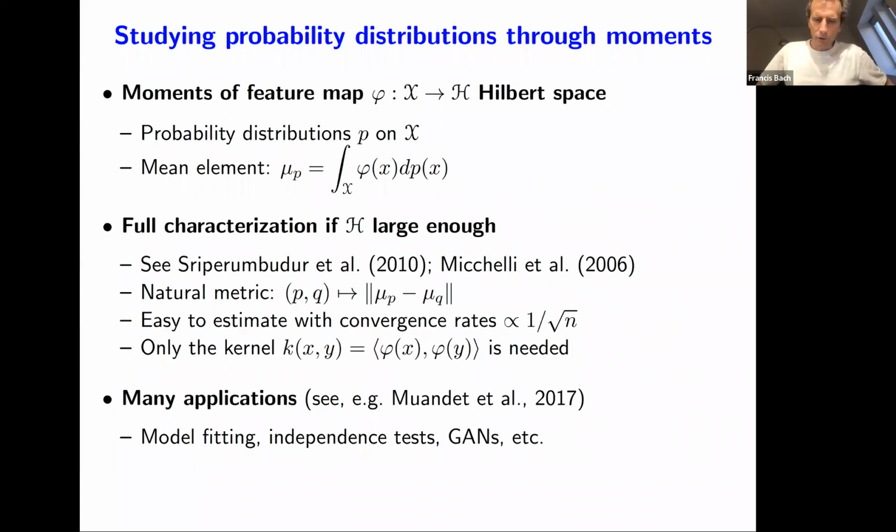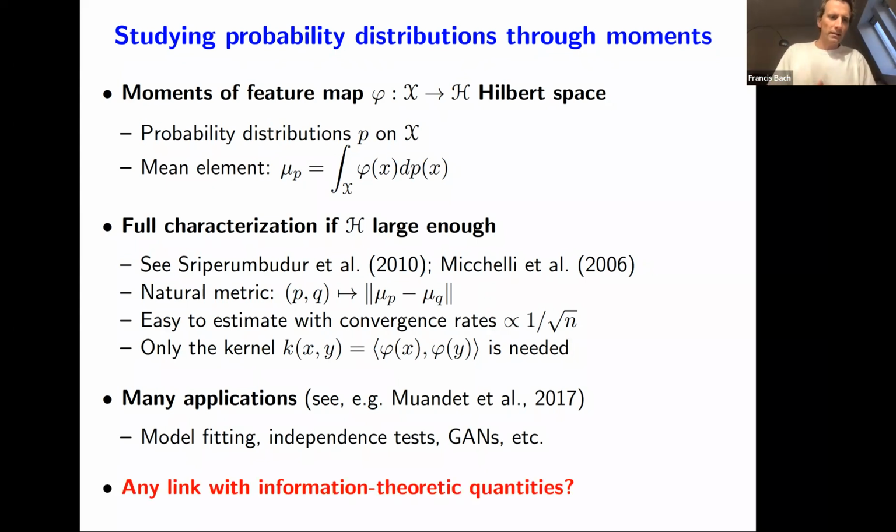There is a nice review paper by Muandet and colleagues. This is of course often done in model fitting, which I've mentioned already. But you can use these distances between distributions for independence tests. It's often used for generative networks in deep learning. So there are many applications. As you may expect, the talk will be mostly on the methods part and not so much on the application part.